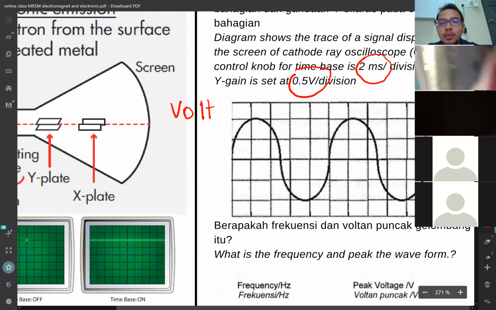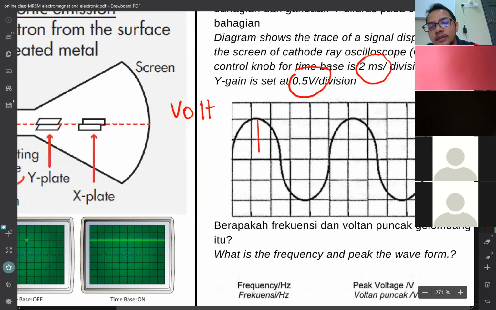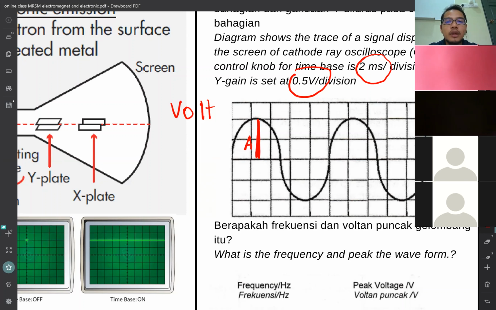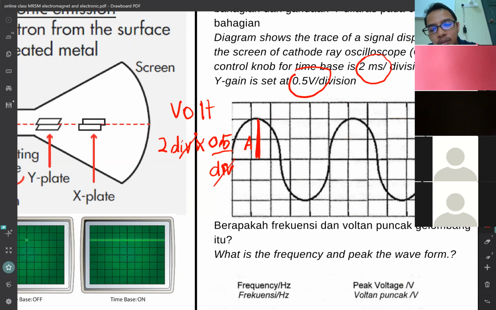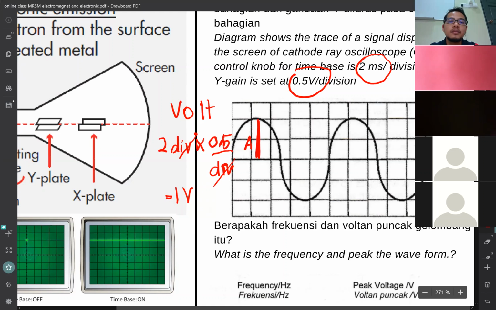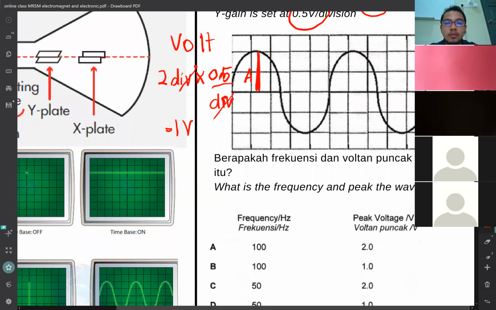So in wave, you learn how to find the amplitude. This is the amplitude you learn in wave. To get the amplitude, there are two boxes, or two divisions, and each box is 0.5 volt per division. So 2 times 0.5, you get 1 volt. So that is the peak voltage, 1 volt.